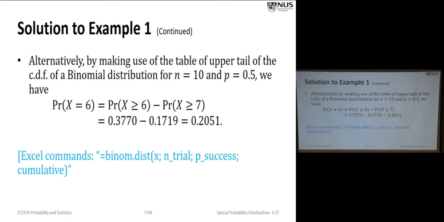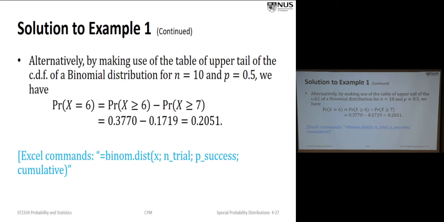Apart from the exam, if you really want, Excel has a command for you to calculate the binomial distribution, and there are 4 arguments. The syntax is binom dot dist, binomial distribution. The first argument is the value x. The second is the number of trials, n. The third argument is the probability of success. The fourth argument is true or false.